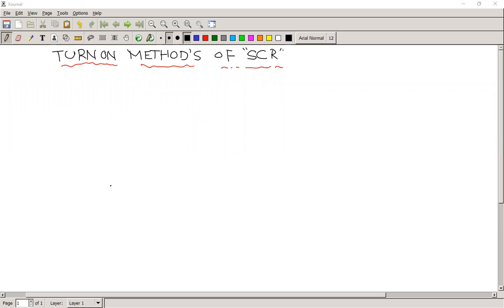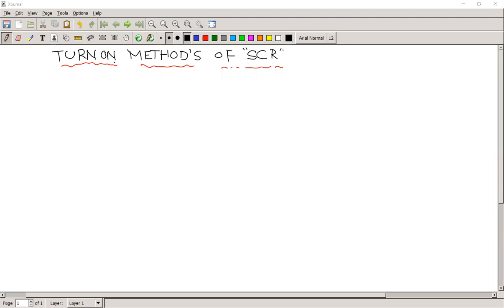Welcome to today's class, which is on turn on methods of SCR. In the last class, we discussed the static characteristics of SCR. In the static characteristics, there are three modes of operation: one is forward blocking mode, second is forward conduction mode, third is reverse blocking mode. Now there is a link between these modes of operation and turn on methods.